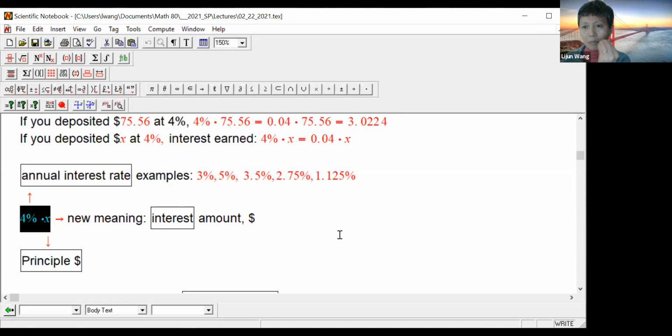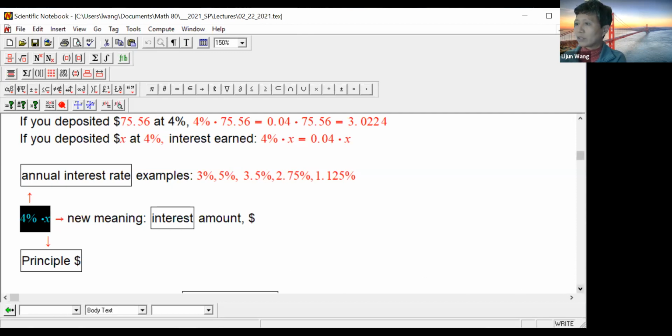Okay, it's very important to understand these meanings, okay? Percentage, principal, and the product of two numbers of different meanings. When you put them together in multiplication, the final number will acquire a new meaning. That's what I'm emphasizing here.